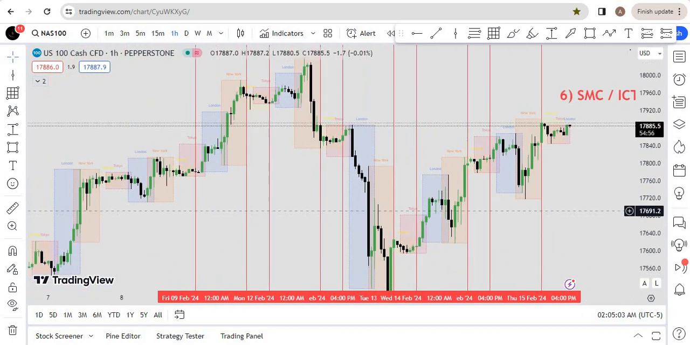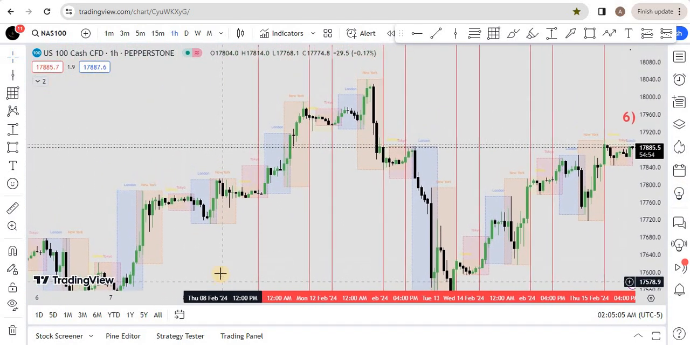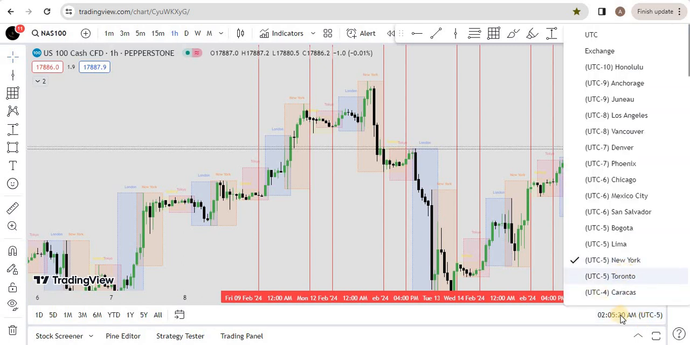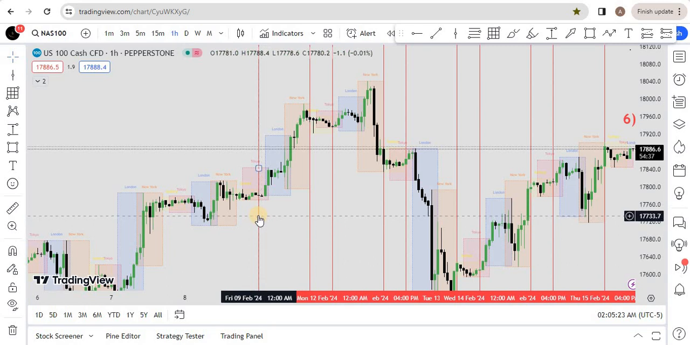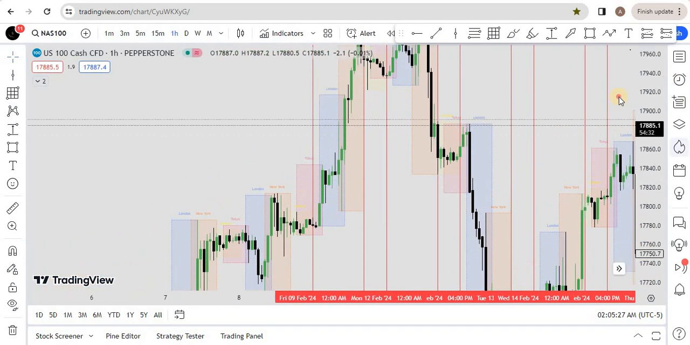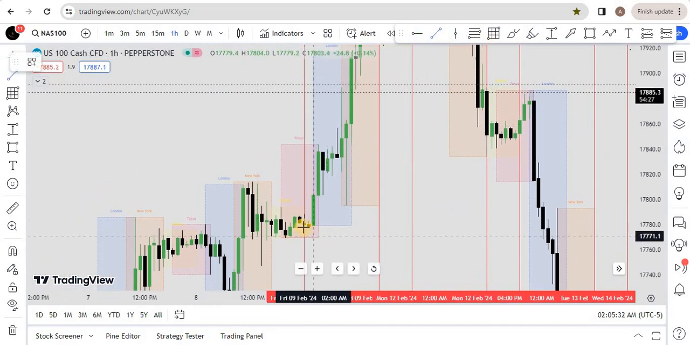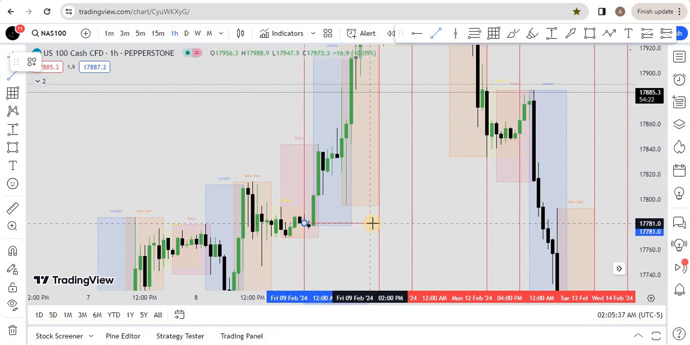I apply one indicator where you see the boxes: Tokyo is Asian, below is London, and red is New York. Your chart should always be on UTC -5 or -4, New York local time. I mark out 12 a.m. and 4 p.m. Whatever the candle, 1 hour or 15-minute, we just mark out the opening price of that candle.